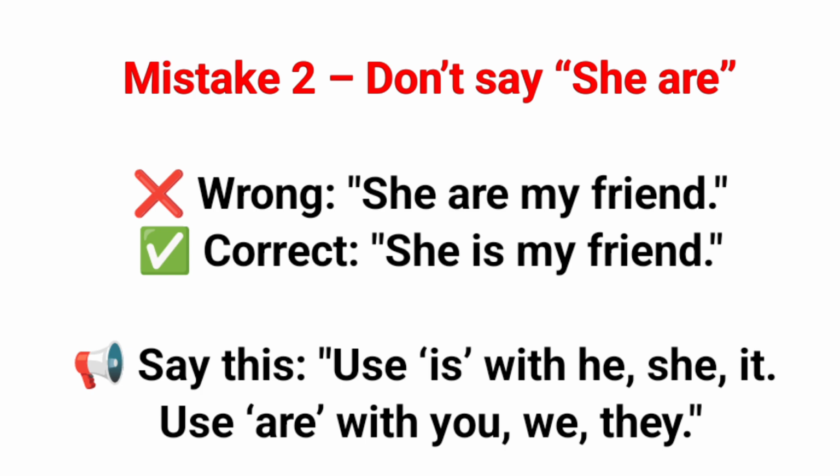Mistake 2. Don't say, she are. Wrong, she are my friend. Correct, she is my friend. Say this, use, is, with he, she, and it. Use, are, with you, we, and they.